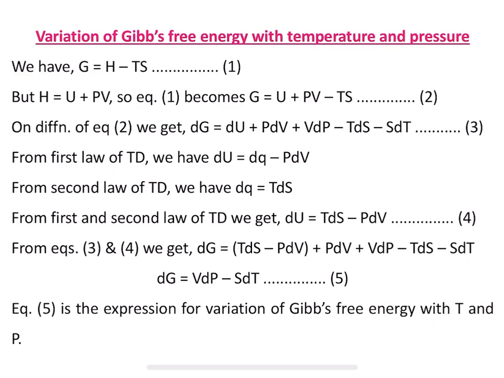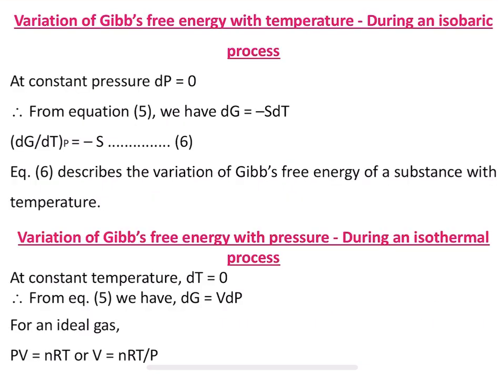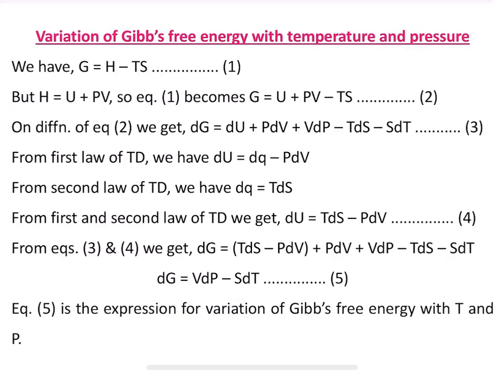Okay, so this is how we deduce the mathematical expression for variation of Gibbs free energy with temperature and pressure. Next is the variation of Gibbs free energy with temperature during an isobaric process. So now you should keep this equation in your mind.